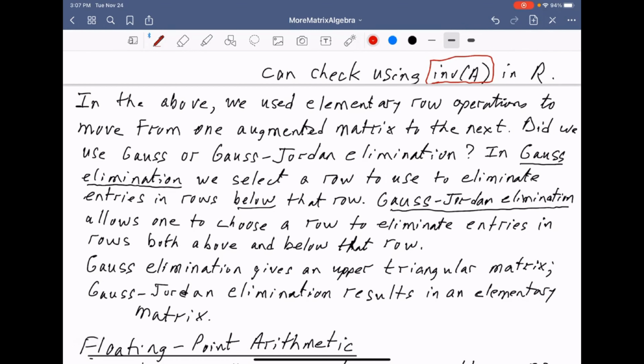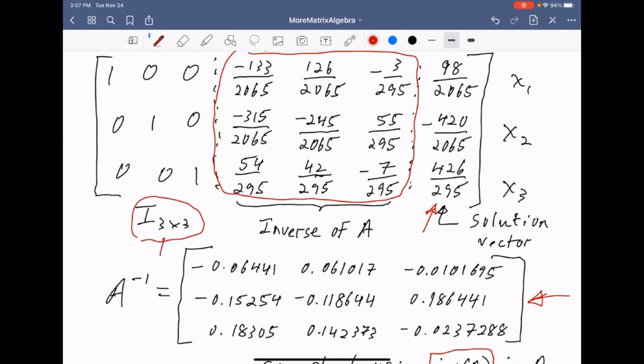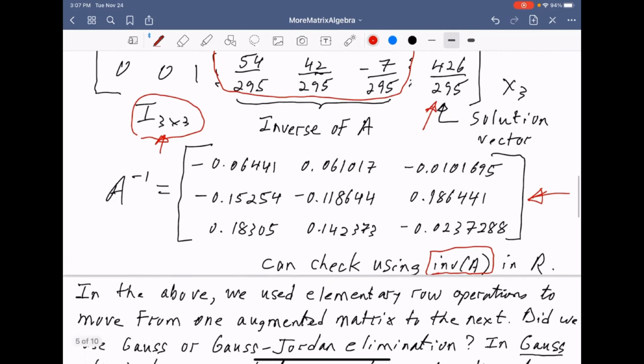So the key here is that Gauss elimination results in an upper triangular matrix, whereas Gauss-Jordan elimination results in an elementary matrix. And as you've seen from above, we end up with this elementary matrix, the identity matrix.